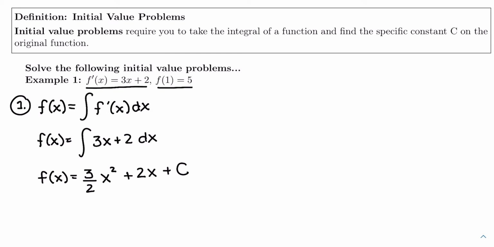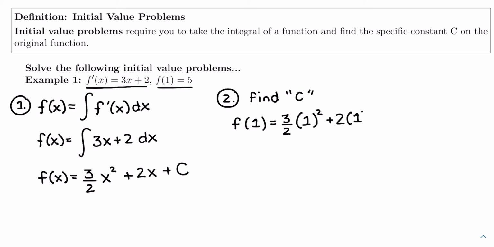Now our second step is to figure out what c would have to equal to have the point f of 1 equals 5. To find c, we're going to plug in the point. We're given f of 1 has to equal 5, so we plug in 1 to the function that we just found. We said that f of x is 3/2 times x squared, which is 1 squared, plus 2 times 1, plus c, and that has to equal 5. That's just because that was the point given to me: when we plug in 1, we have to get 5 out.